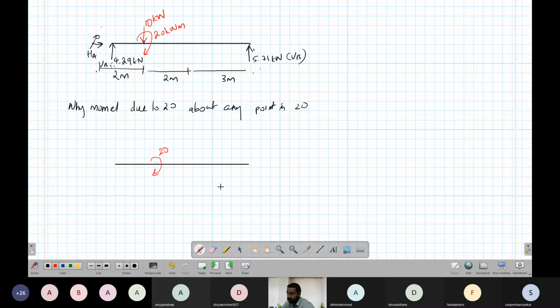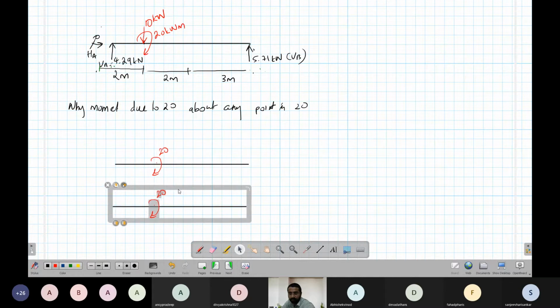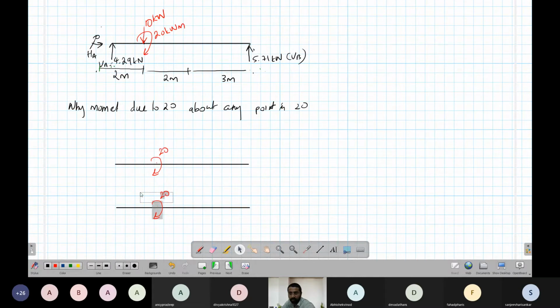This I can represent also as, it is clockwise. We can also represent the moment as, let's say, 20 upward, 20 downward, 1 meter apart. So it's a couple. I can represent this moment as a couple. So both are the same.